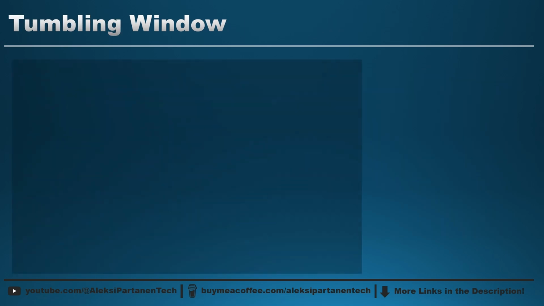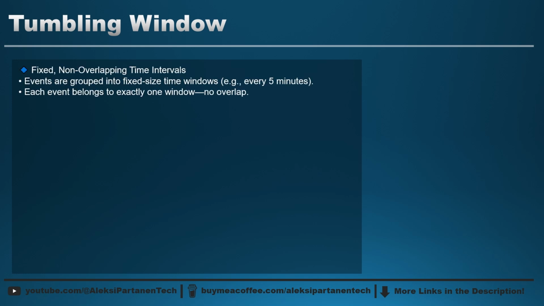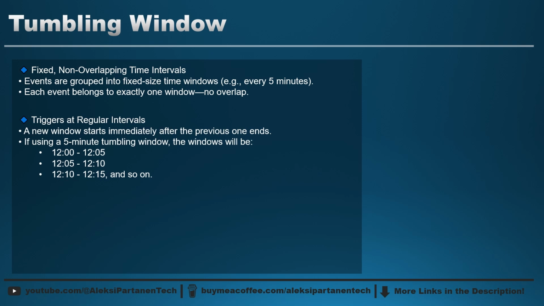In tumbling window, there are fixed non-overlapping time intervals, which means that events in the stream are grouped into fixed size time windows, for example 5 minutes. And the rule is that each event can only belong to exactly one window, because these tumbling windows can't overlap. These tumbling windows are triggered at regular intervals and a new window starts immediately after the previous one has ended. For example, if you're using a 5-minute tumbling window starting from 12 o'clock, the window will be from 12 to 12:05, and then from 12:05 to 12:10, and from 12:10 to 12:15, and so on.